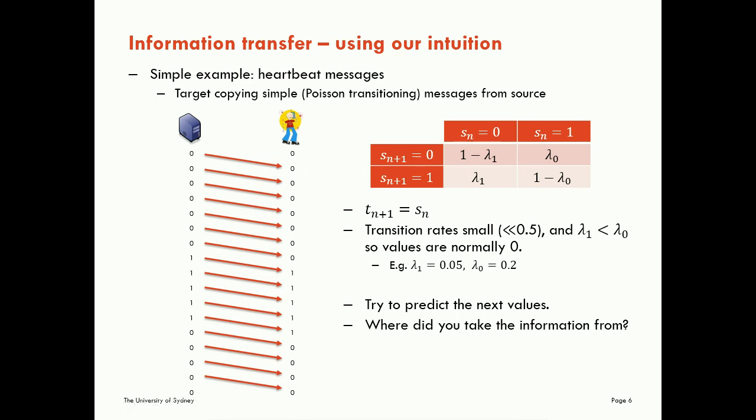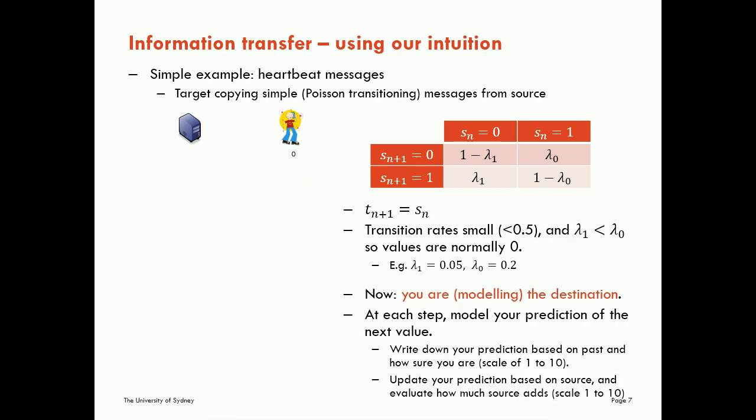Try to think about, where would you take the information from to make that prediction? If you knew the target was just a copy of the source, sure, you could take it directly from the previous state of the source. But I want to think of an approach that we could take when we don't necessarily know that. Okay, when we're modeling computation generally, what would we do? Let's think about that in terms of modeling the destination, as we've been doing in our previous sessions here.